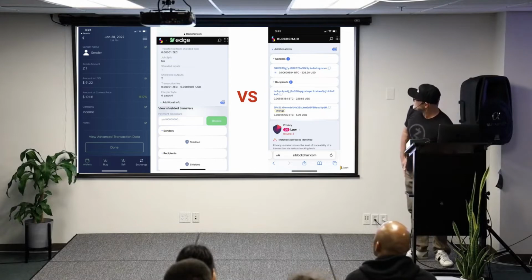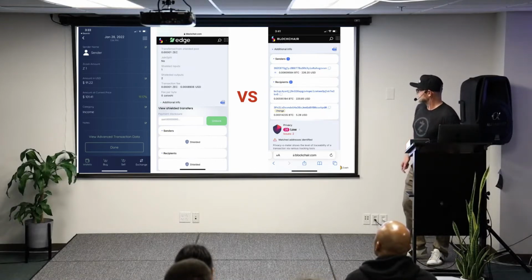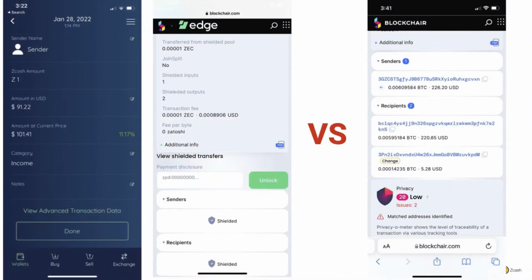This is an example. Can you guys see this okay? All right, it's a little washed out. I did this this afternoon. This is my Edge wallet right up here. I have Zcash in there, and this is a transaction that I did on January 28th. So I went and looked at that on a block explorer. I can go on my Edge wallet, go to View Advanced Transaction Data, and it opens up Blockchair and pulls up this transaction.